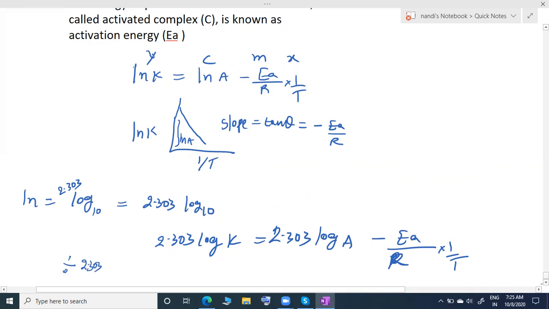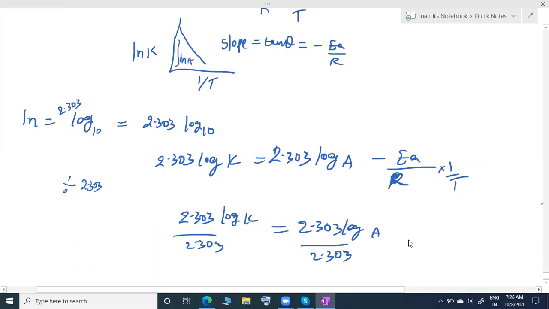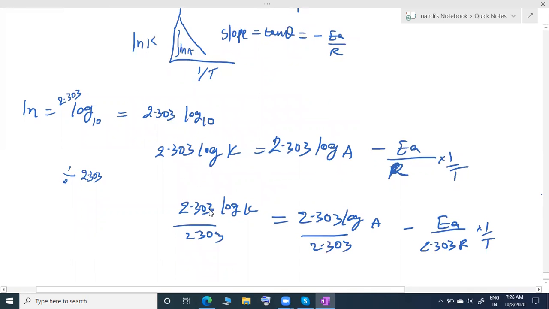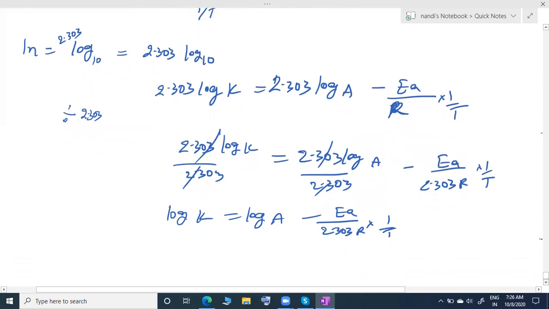So what will we get, you can see here: 2.303 log k by 2.303 equal to 2.303 log A by 2.303 minus Ea by 2.303 into R into 1 by T. So after solving, finally we get log k equal to log A minus Ea by 2.303 R into 1 by T. So again you can draw the graph with respect to log also.